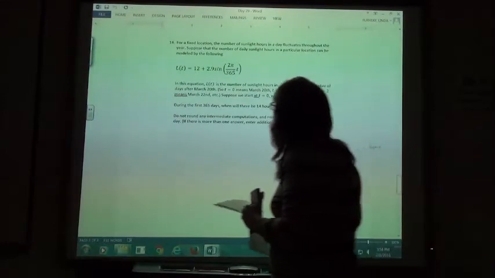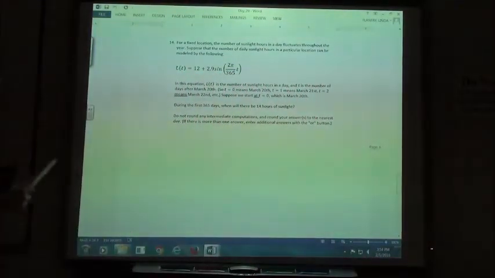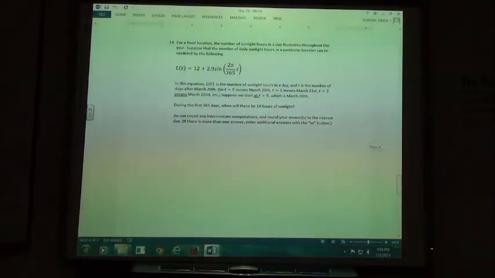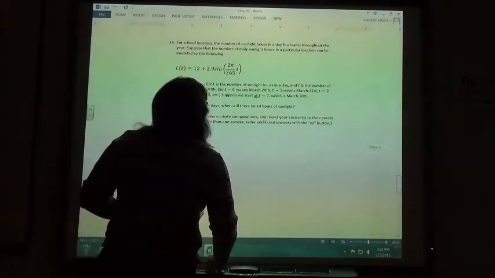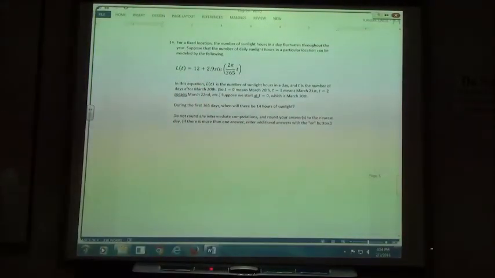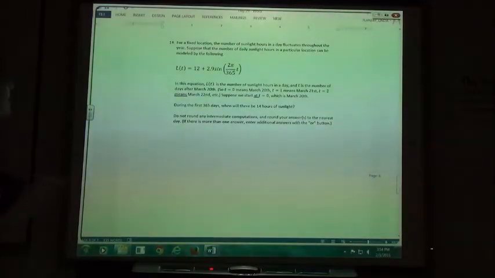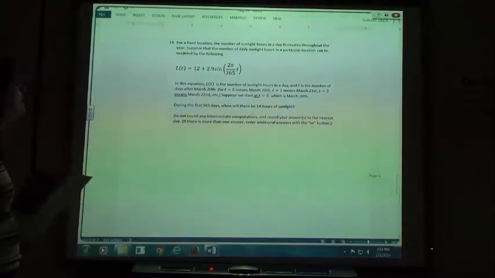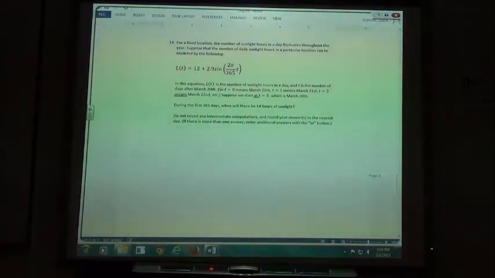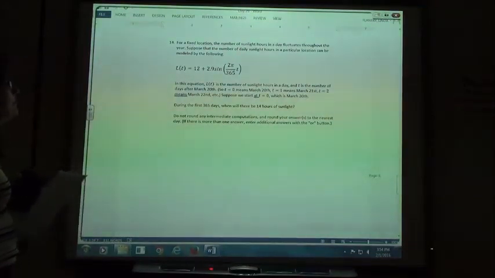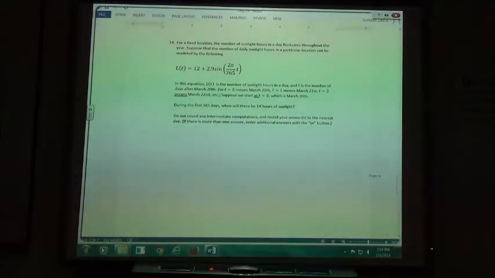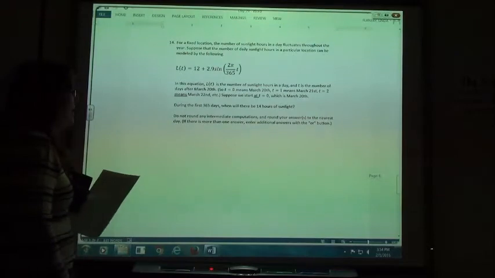So number 14, if we look at number 14, it says for a fixed location, the number of sunlight hours in a day fluctuates throughout the year. Suppose the number of daily sunlight hours in a particular location can be modeled by the following: L of t equals 12 plus 2.9 sine of 2 pi over 365t. In this equation, L of t is the number of sunlight hours in a day. T is the number of days after March 20th. So t = 0 means March 20th, t = 1 is March 21st, t = 2 is March 22nd, and so forth.